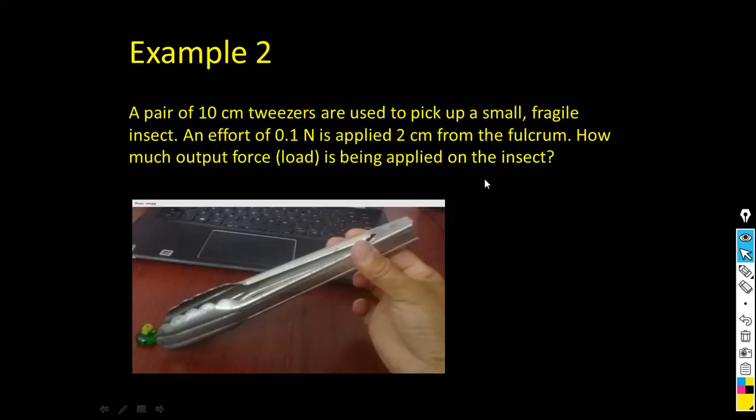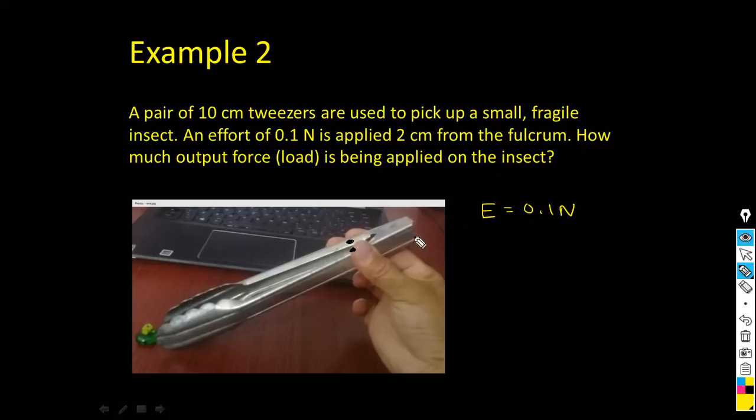So let's draw that. Let's draw right away that thing. An effort of 0.1 newtons. Where is the effort being applied here? At these points, right? By my fingers. My fingers are applying the effort on the tweezers at this point, and that effort, we are told, is 0.1 newtons, which is a very small force, okay? And it's applied 2 centimeters from the fulcrum.